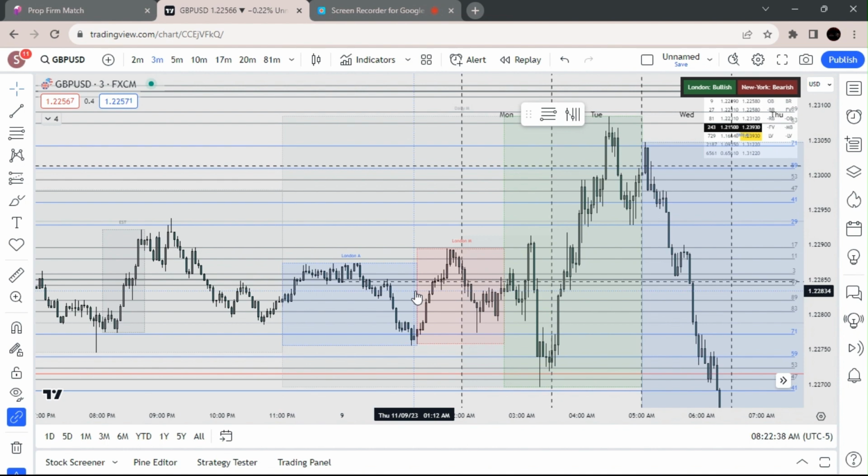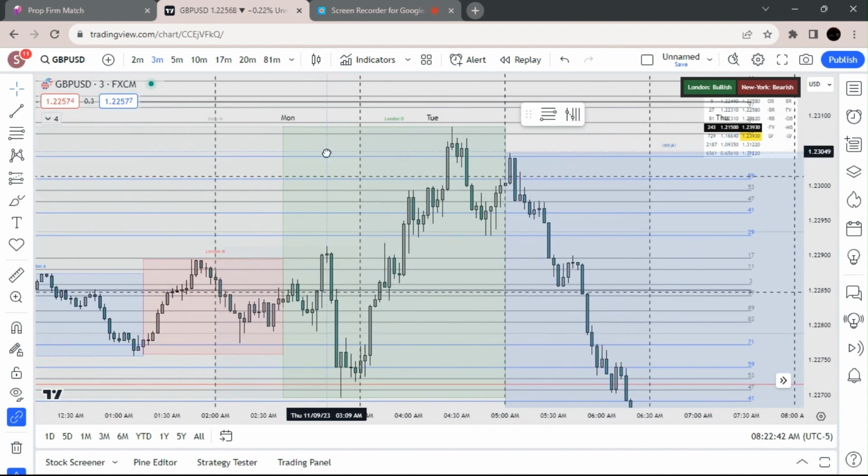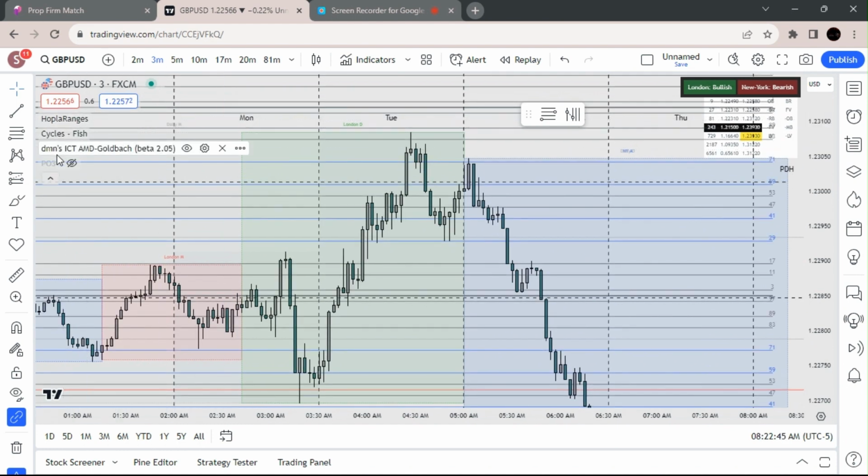I'm going to show you a couple of examples of what I mean by that, and also the highest probability times to use the reclaim model within.